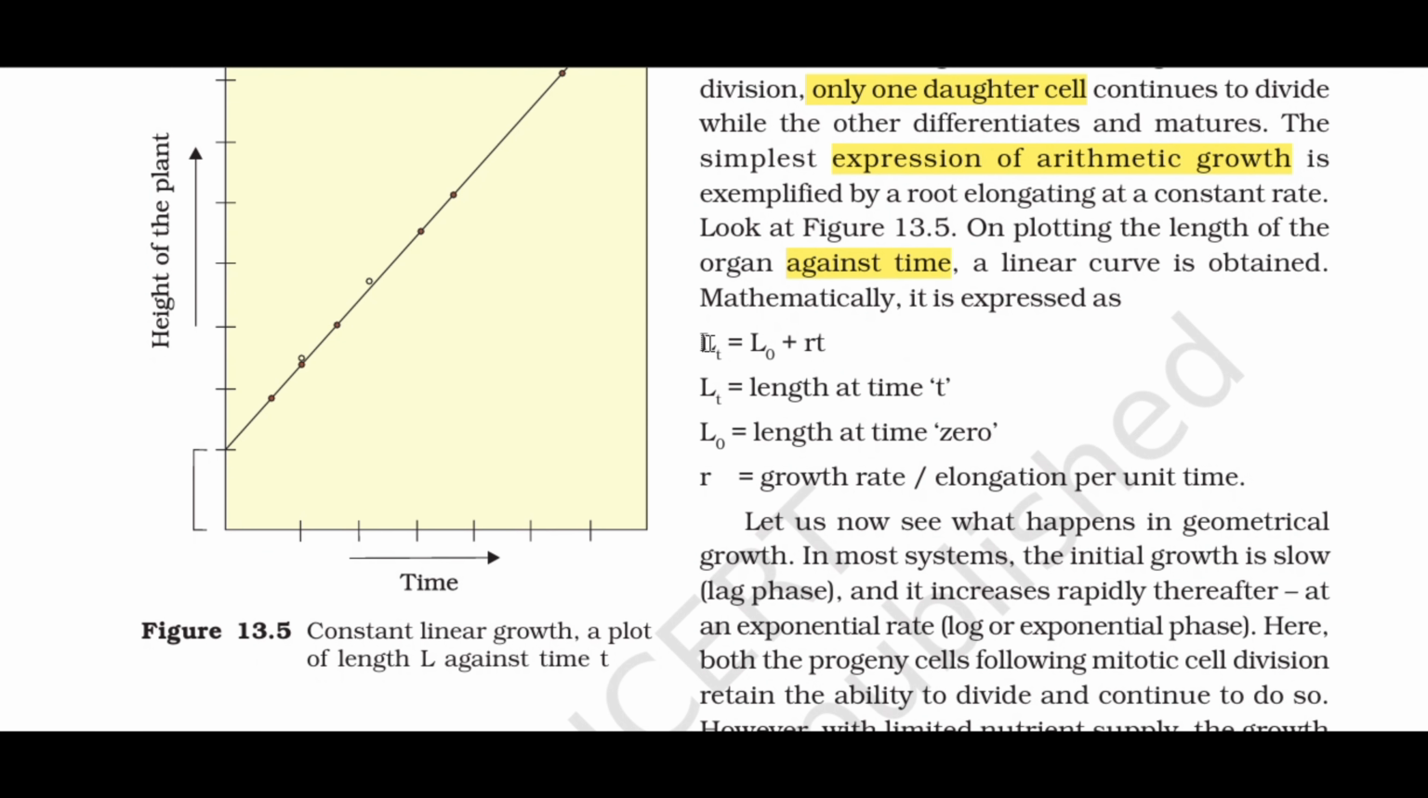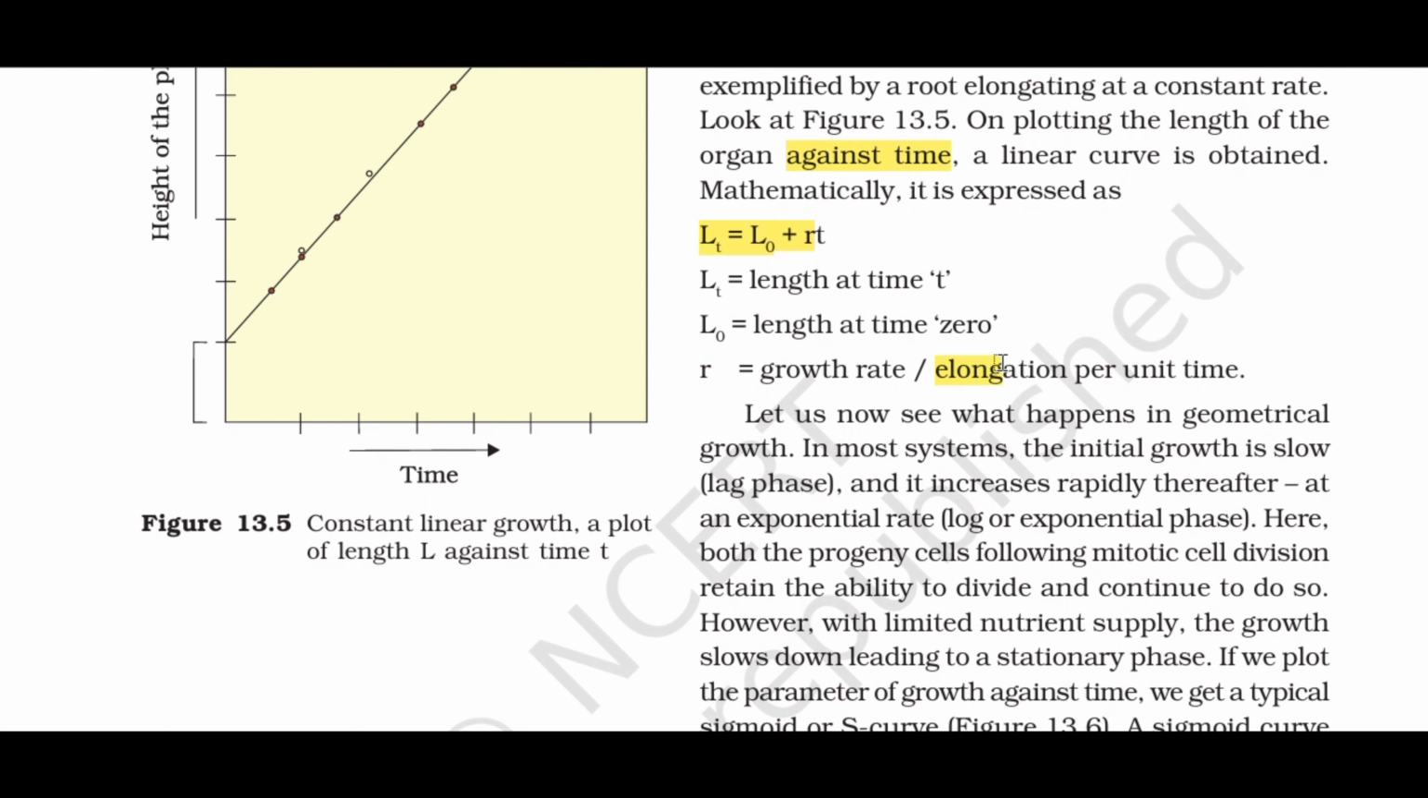Mathematically, it is expressed as Lt = L0 + rt. Lt is equal to length at time t. L0 is equal to length at time 0. r is equal to growth rate, elongation per unit time.